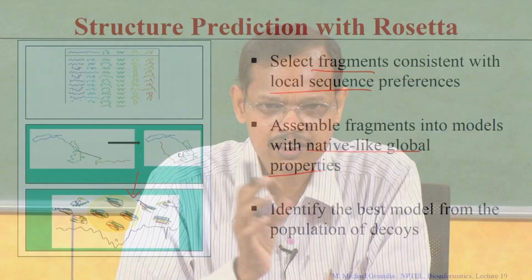Even IIT Madras, IIT Delhi, Professor Jairam developed a server called Bhagirat, which is also based on the ab initio modeling technique. It also has reasonably good accuracy if the protein is small in size, with less than 100 residues.